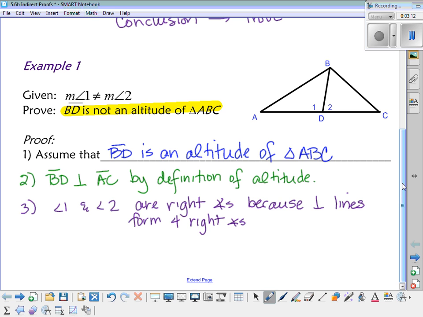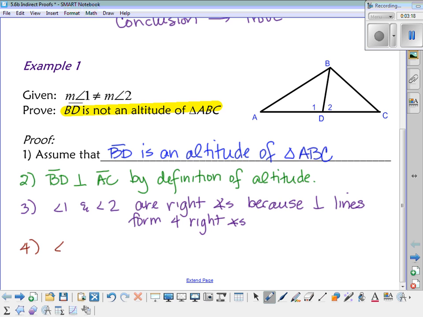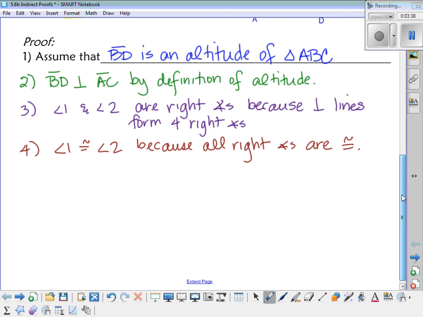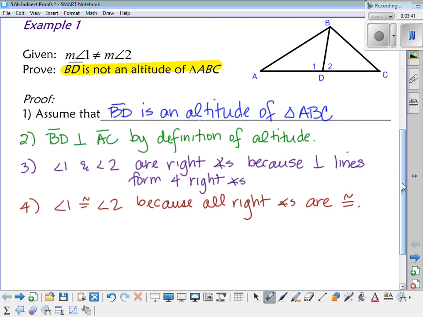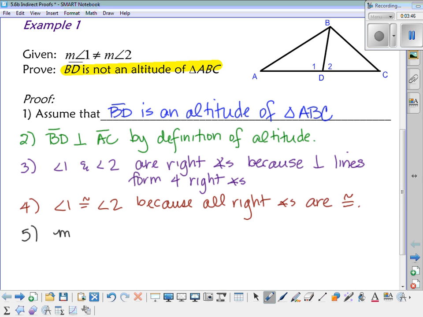Well, if they're right angles, then they would have to be congruent, because all right angles are congruent. So angle 1 would be congruent to angle 2, because all right angles are congruent. And if my angles are congruent, then that means that my measures are equal, because that's what it means to be congruent. So the measure of angle 1 would have to equal the measure of angle 2 by the definition of congruent angles.